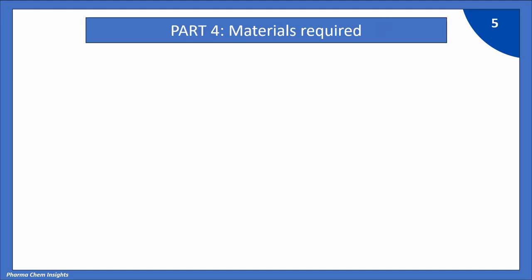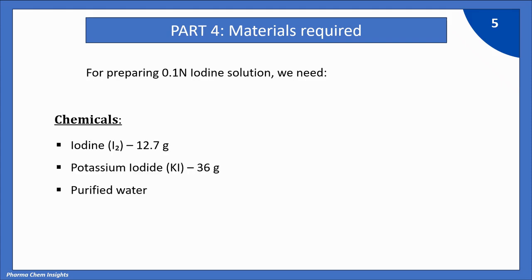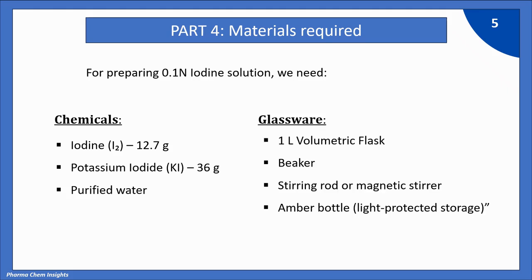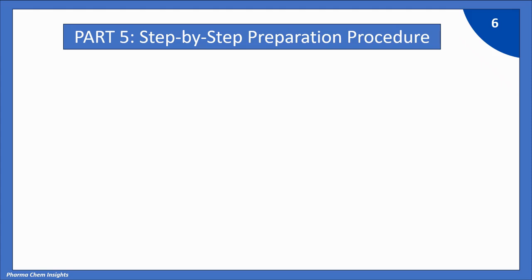Materials required. For preparing 0.1 normal iodine solution, we need chemicals: first iodine, potassium iodide, KI, and purified water. Glassware we need: 1 liter volumetric flask, beaker, stirring rod or magnetic stirrer, amber color bottle for light protected storage. Now let us see the step-by-step preparation procedure.